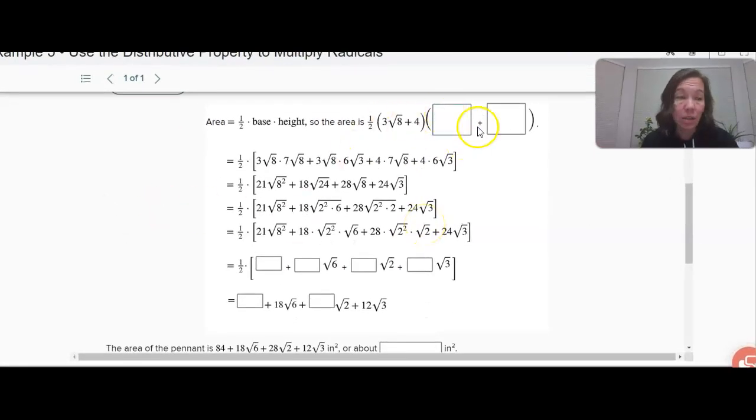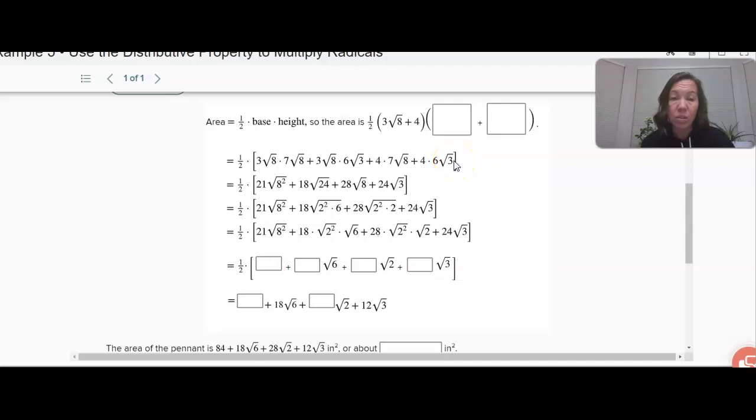So just imagine the 7 root 8 plus the 6 root 3. So when we FOIL, first, outer, inner, last, it would be the 3 root 8 times the 7 root 8, which is right here. Then the 3 root 8 times the 6 root 3, which is right here. Then the 4 times the 7 root 8. And then the 4 times the 6 root 3.